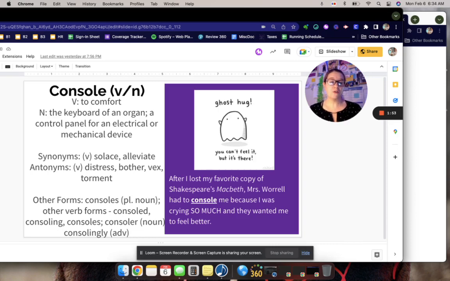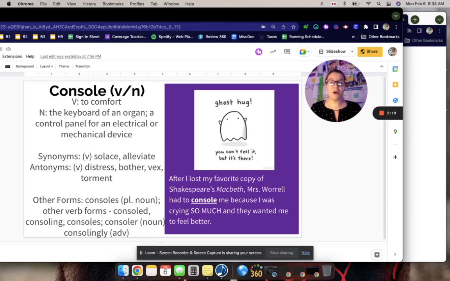The noun form, which is either the keyboard of an organ or a control panel for an electrical or mechanical device, you're going to put the emphasis on the first half of the word and you're going to pronounce it console. So you have console or you have console, and depending on how you say it, that's which version of the word you're using. And that's a standard rule in English when it comes to words that are verbs and nouns. Your synonyms and antonyms are only for the verb form.